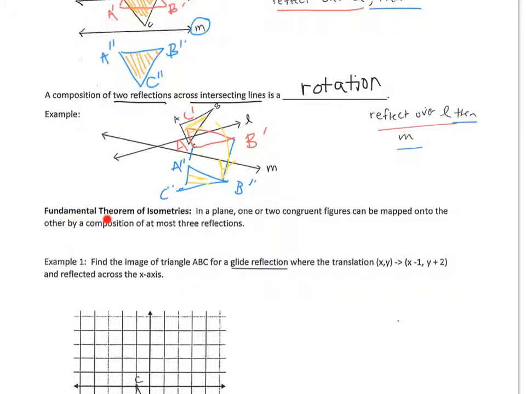So the fundamental theorem of isometry. Remember, isometries are congruent shapes, same size. In a plane, one or two congruent figures can be mapped onto others by a composition of at most 3 reflections. That means that if you have two shapes, I could go from this heart to this heart by at most 3 reflections. So some type of combination of parallel lines and intersecting lines could make that heart go onto the other heart.